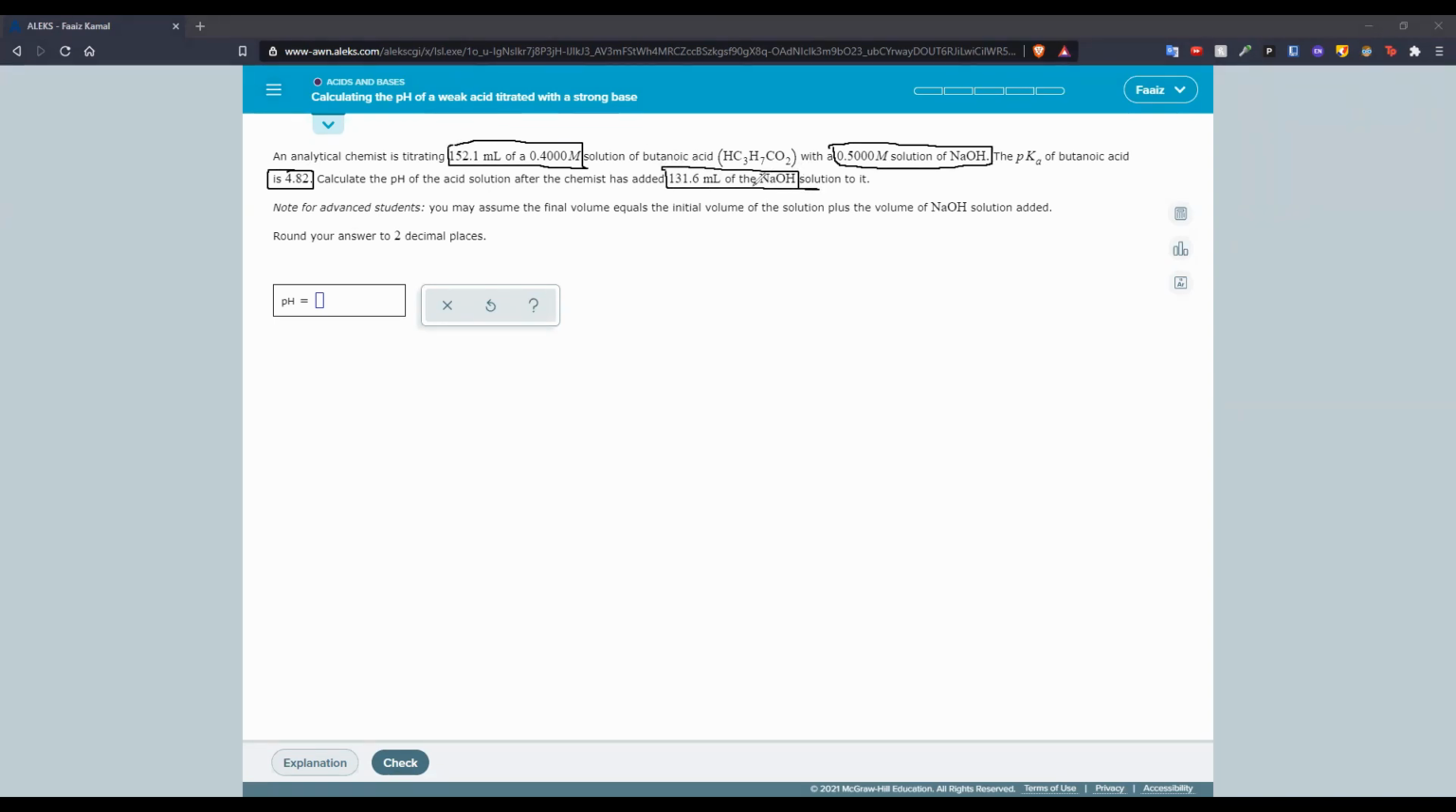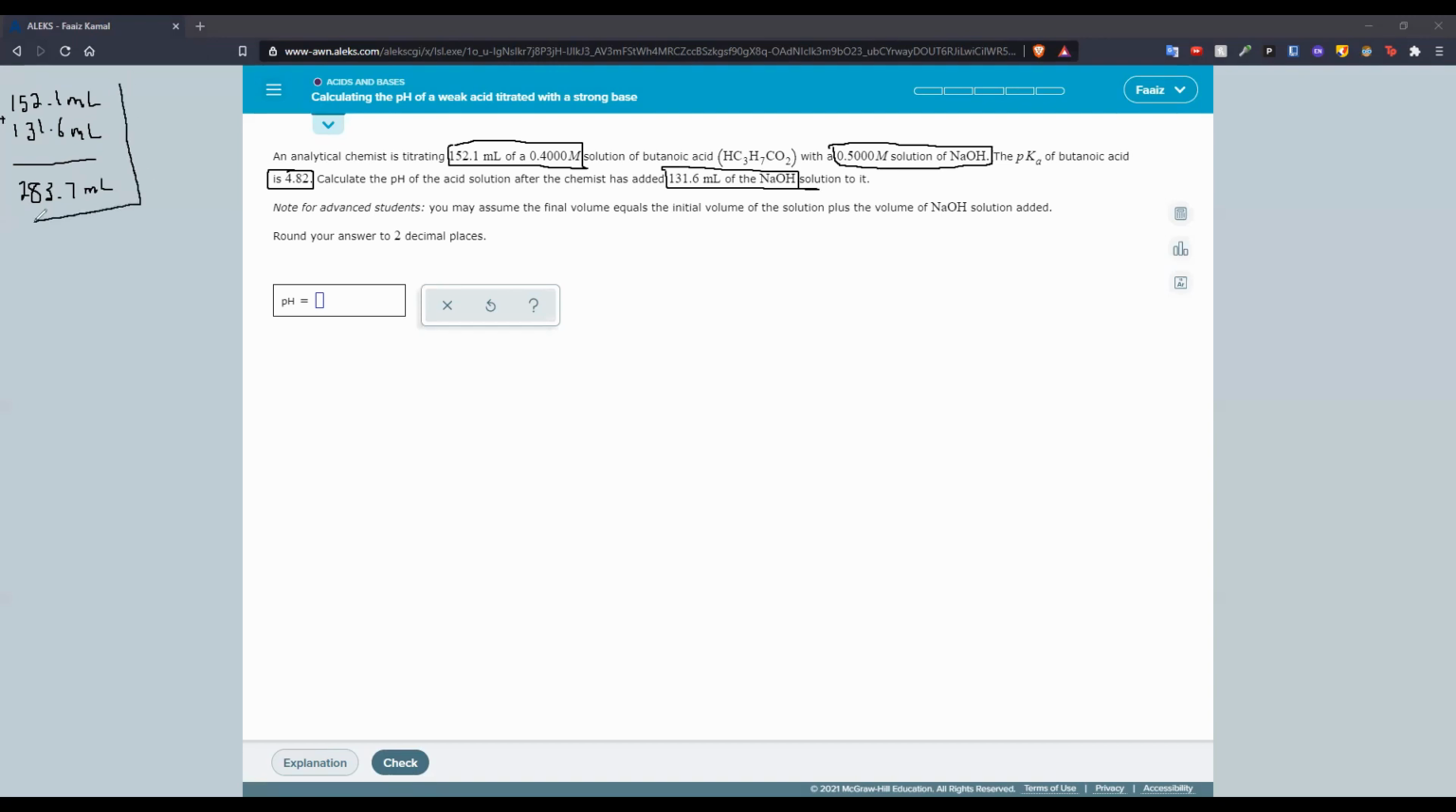Just to make things easier, just calculate the total milliliters of solution. So you had 152.1 milliliters to begin with, and then you added 131.6 milliliters. So off to the side somewhere, I'd put 152.1 milliliters plus 131.6 milliliters, 283.7.